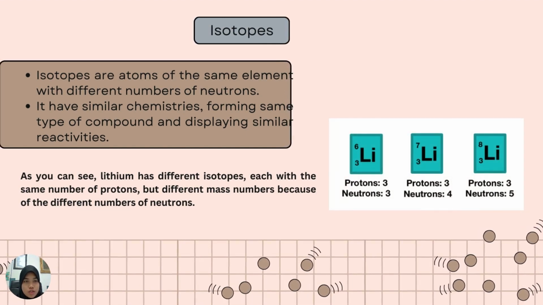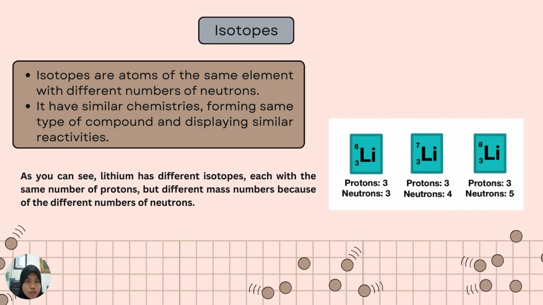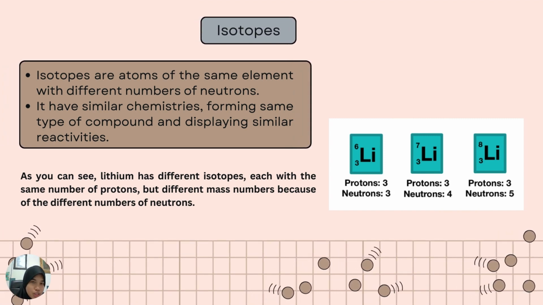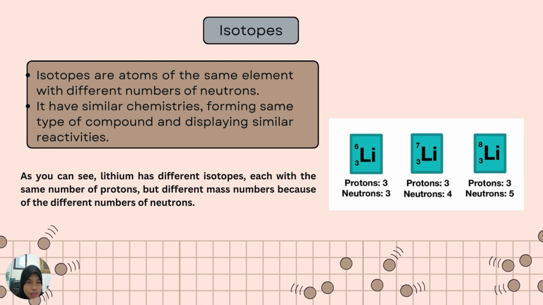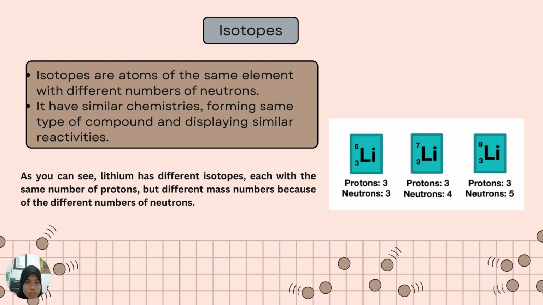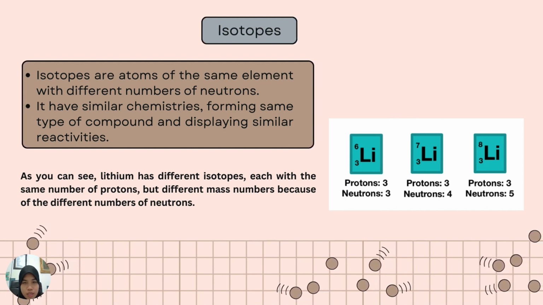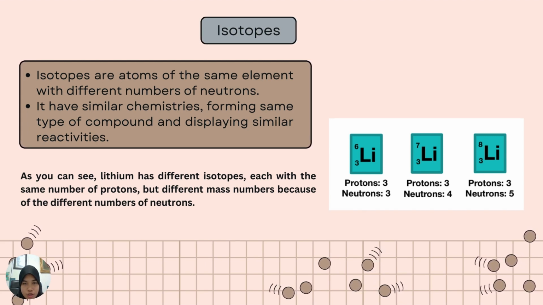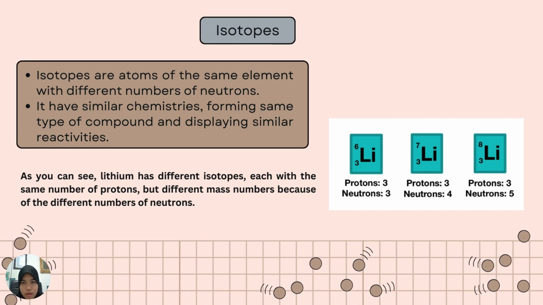Next are the isotopes. Isotopes are atoms of the same element with different numbers of neutrons. They have similar chemistries, forming the same type of compound and displaying similar reactivities. As you can see here, lithium has different isotopes, each with the same number of protons but different mass numbers because of the different numbers of neutrons. Lithium 6 has 3 neutrons, lithium 7 has 4 neutrons, and lastly lithium 8 has 5 neutrons.